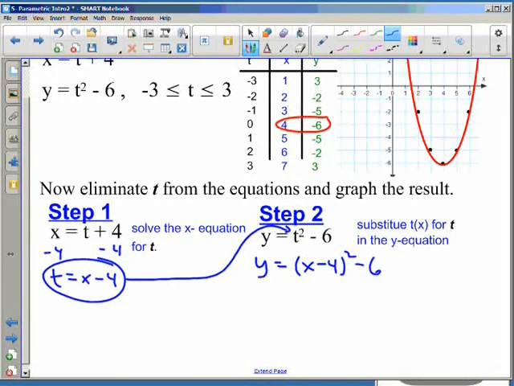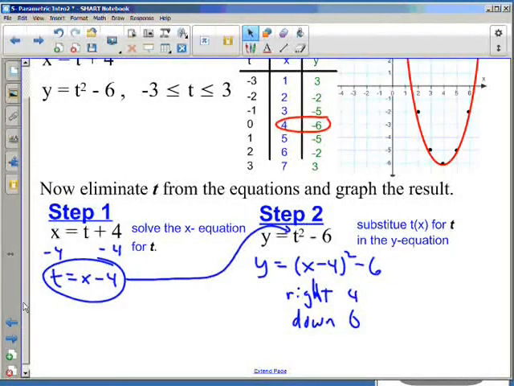We should recognize this as a parabola shifted right 4 and down 6. And sure enough, if we look at our graph, it is right 4 down 6 from the parent function y equals x squared that has an origin at 0, 0. Okay, no stretches or shrinks yet.